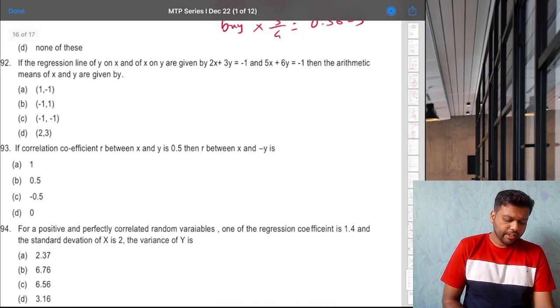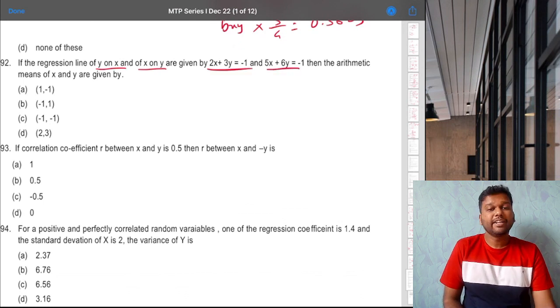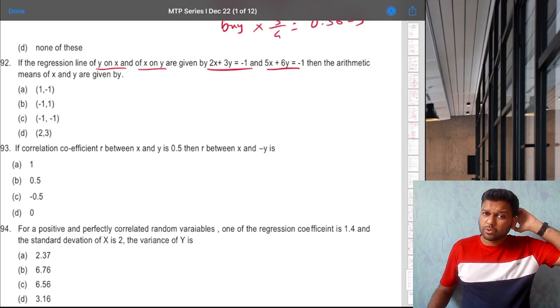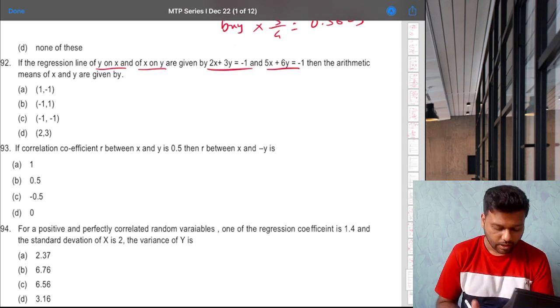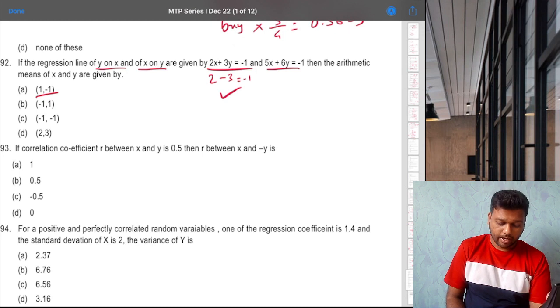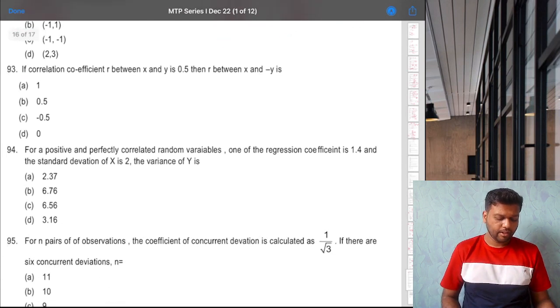Next, if the regression lines of y on x and x on y are given by these, then what is the arithmetic mean? We have to solve them simultaneously, the intersection point of those lines. No need to solve, just go by the options. Put 1 and minus 1. So 2 minus 3 is equal to minus 1, that is correct. And for 1 and minus 1, 5 minus 6 is equal to minus 1, that is also correct. So A is the correct answer, skip it.